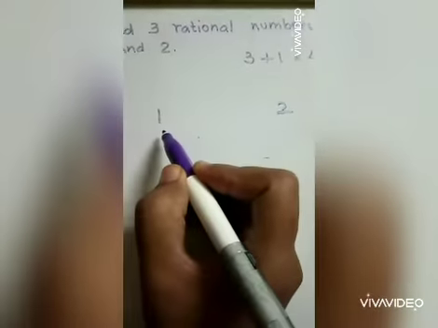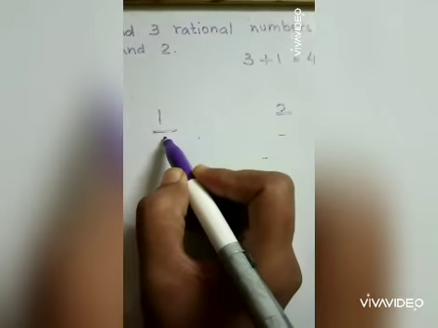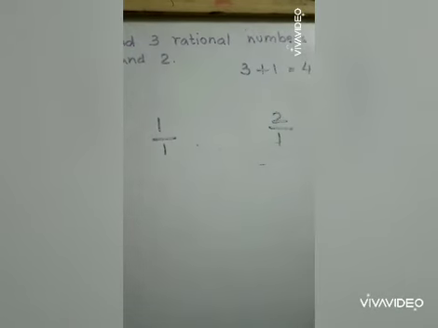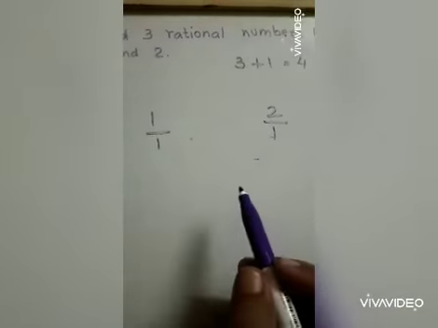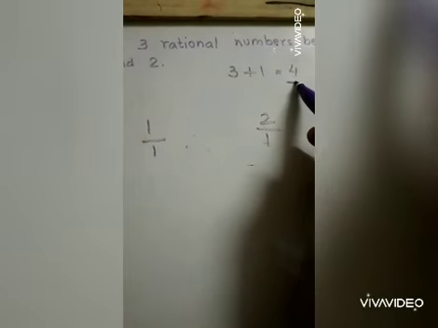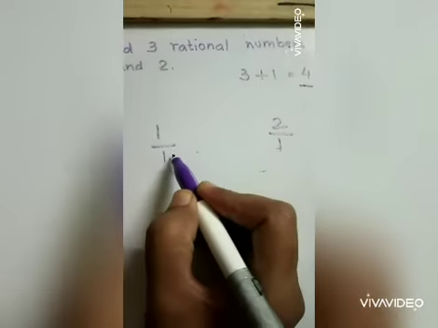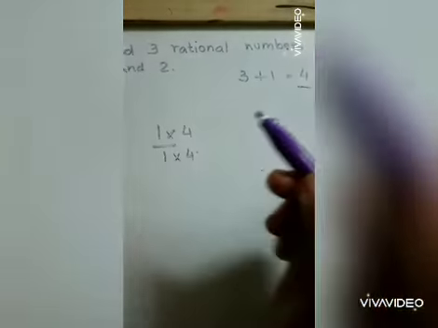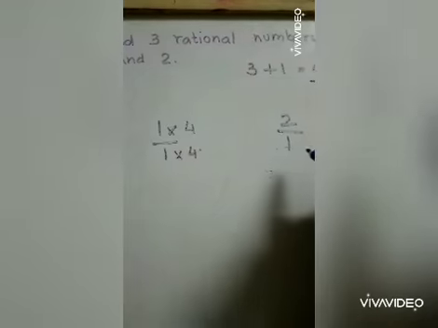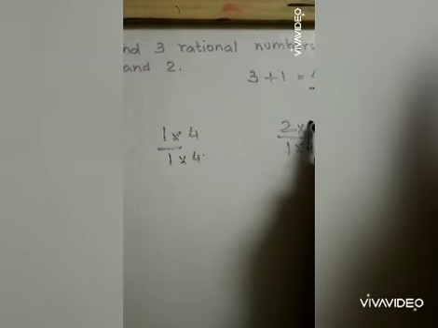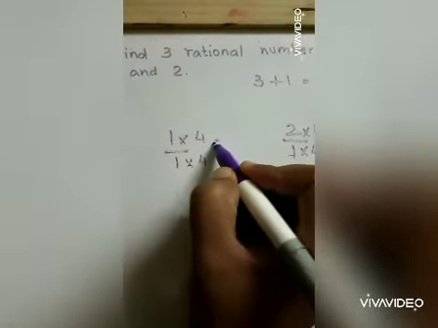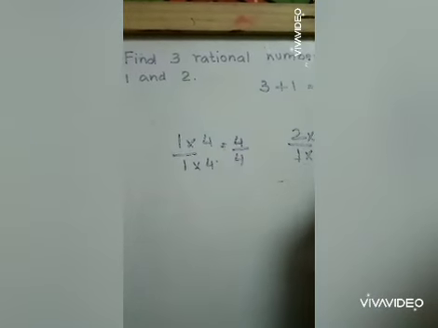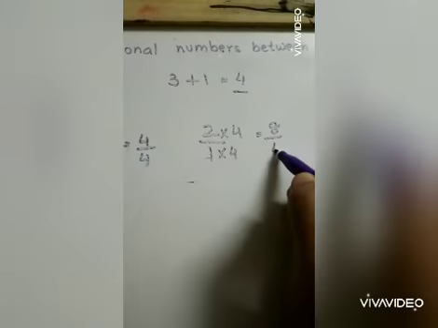Alright. Now 1 means the denominator is what? 1 only, and 2's denominator is also 1. If not mentioned, it will always be 1. Now you have to make the base 4 on both sides. So what to do? Just multiply by 4. Here also by 4. Up and down the multiplication should be the same. So 4 upon 4 here, and here 2 fours are 8 upon 4.